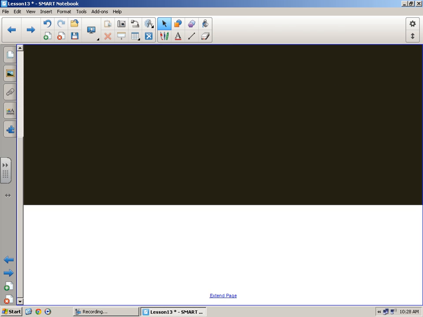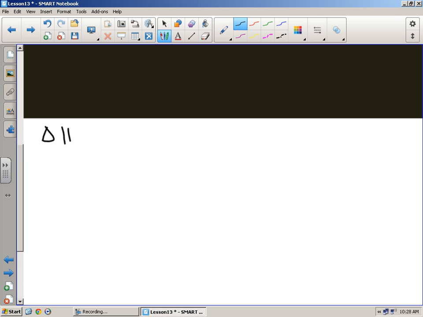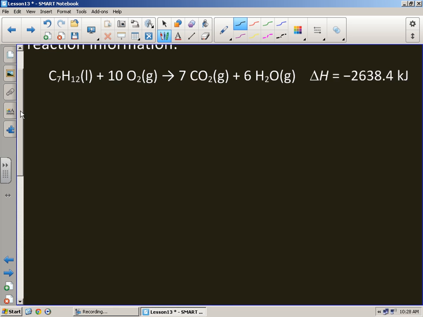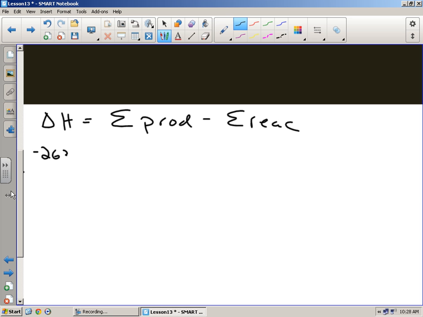I'm just going to move it down here a bit here. So delta H here, of course, okay, is equal to the products minus the reactants. And it says here that delta H is a negative 2638.4 kilojoules. So I'll put that in there, negative 2638.4 kilojoules. That is the enthalpy change associated with this equation. And also, what I know is, of course, it is the products minus reactants. Well, I know the products.